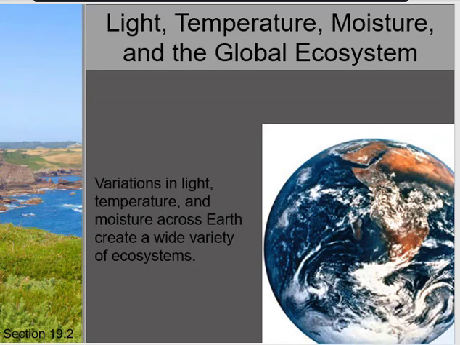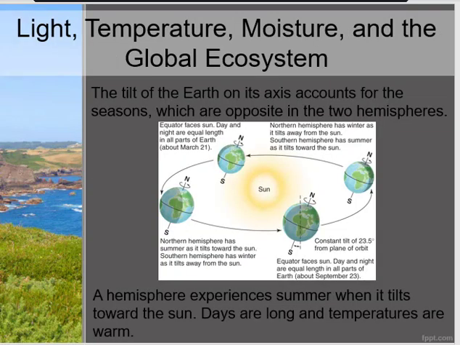Now, variations in light, temperature, and moisture create a wide variety of different ecosystems and communities of organisms. And here is the difference between winter and summer. Understand, here's the sun, and the Earth orbits the sun once every year. So when it's our summer, if you'll notice, the top half is tilted towards the sun. In our summer, it's the shortest distance, so our average temperature during the day goes up.